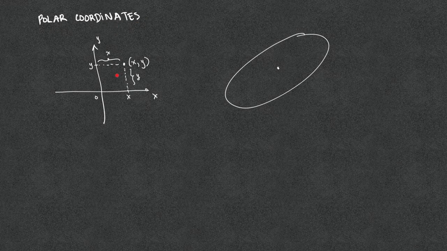In the rectangular or the Cartesian coordinate system, the point is labeled x, y. In the polar coordinate system, the point is labeled r, theta, where r is the distance from the point to the origin, or the radius, and theta is the angle formed by the ray from the origin to the point and the positive horizontal axis.